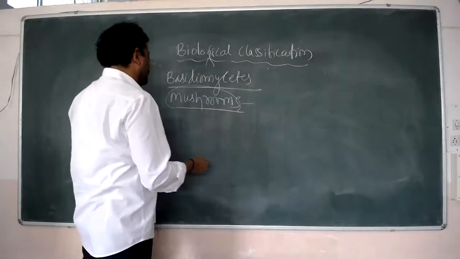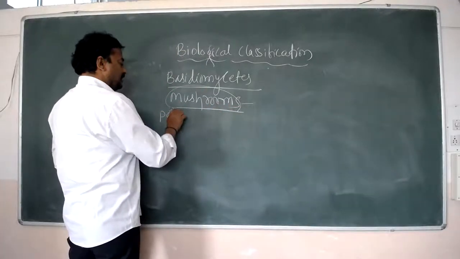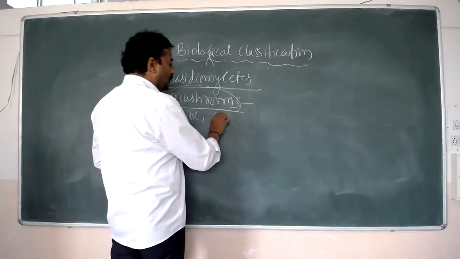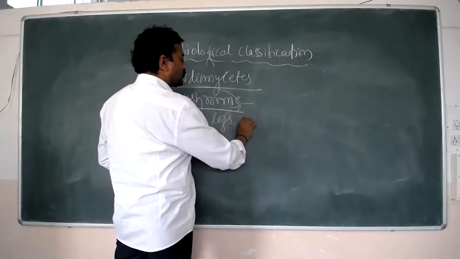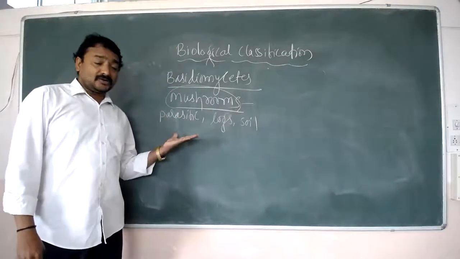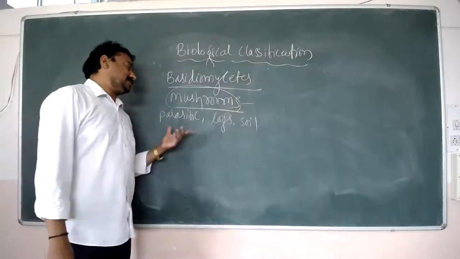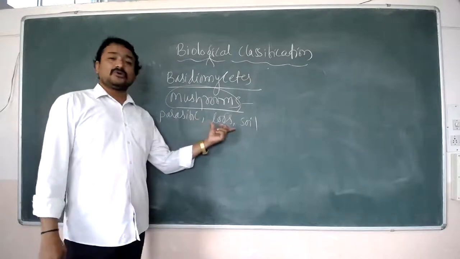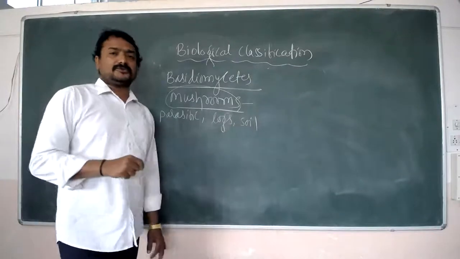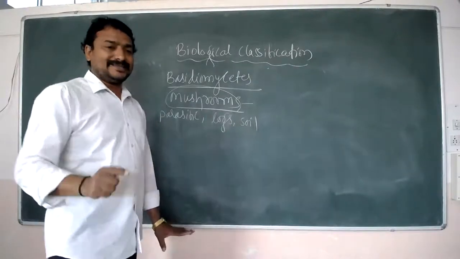So mode of nutrition, they may be parasitic, or they may grow on wooden logs, and they also grow in soil. That means the habitat of the members of Basidiomycetes may be parasitic, or they may grow on logs, or in the soil. These points we should remember, because they are found in these places.